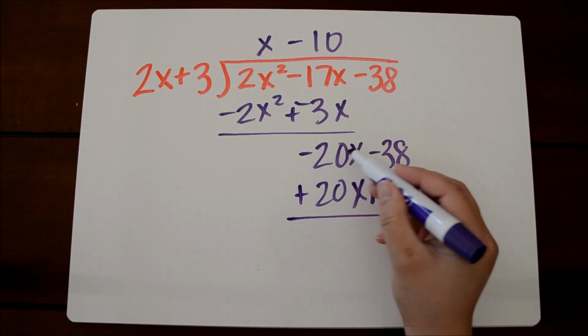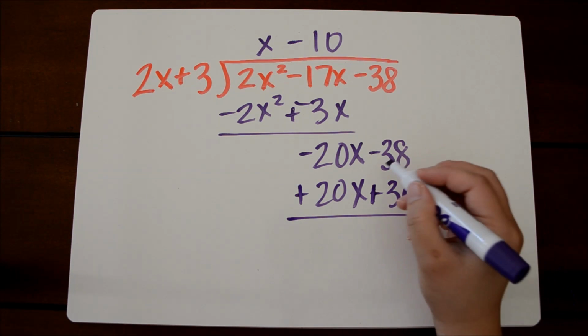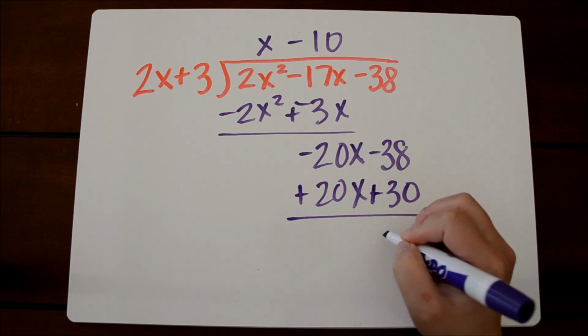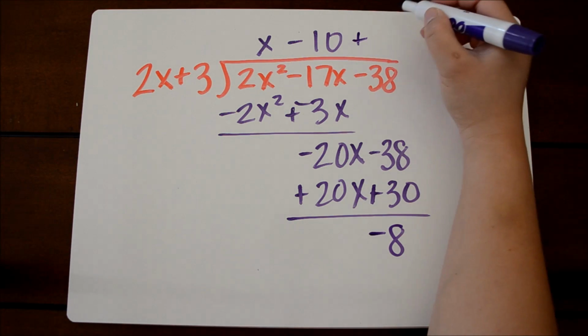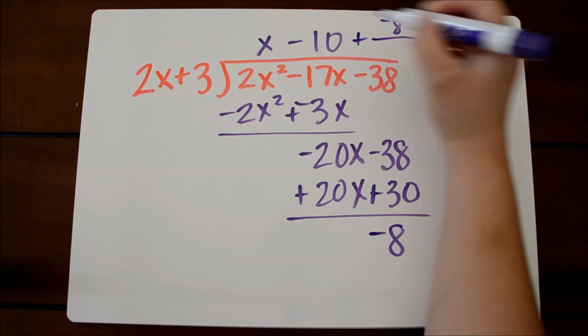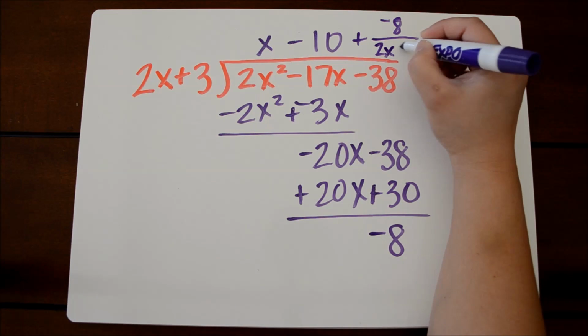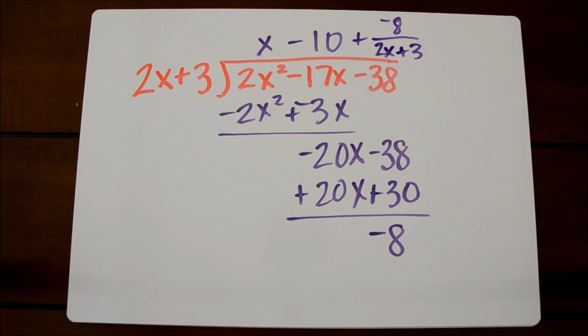Negative 20x and positive 20x zero out, and we're left with negative 8. So this will be our remainder. We're going to write it as plus negative 8 over 2x plus 3. And that concludes our lesson on polynomial long division.